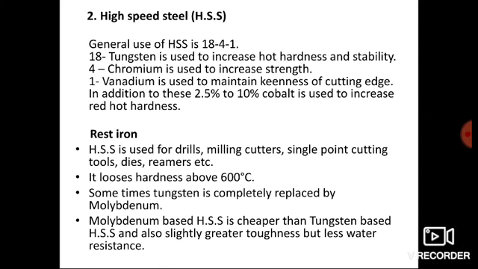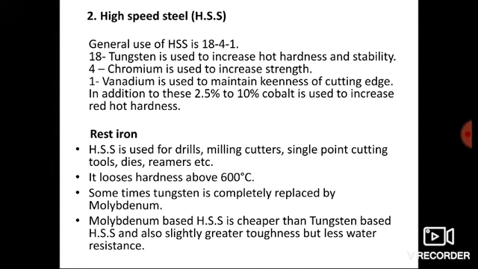The next material is high speed steel. The general composition of HSS is 18-4-1, that is 18% of tungsten, 4% of chromium and 1% of vanadium. Tungsten is used to increase the hot hardness, chromium is used to increase the strength, and vanadium is used to maintain the keenness of the cutting edge.